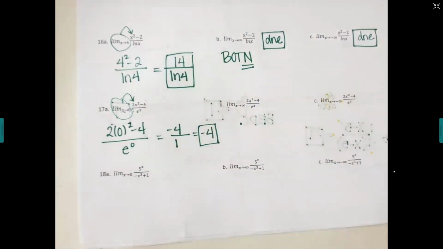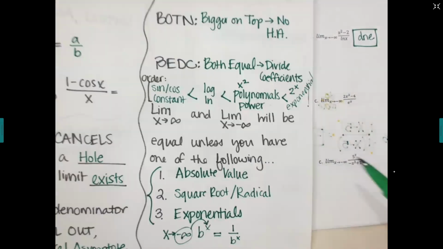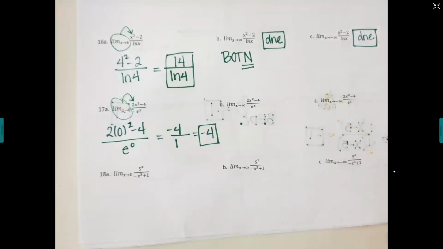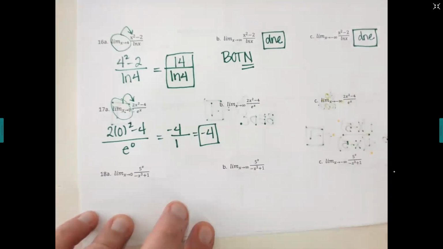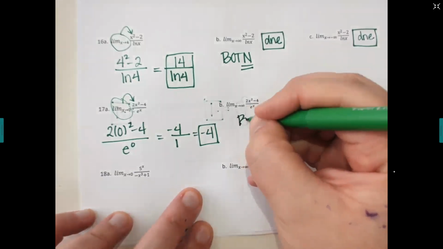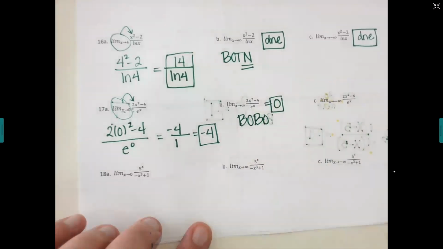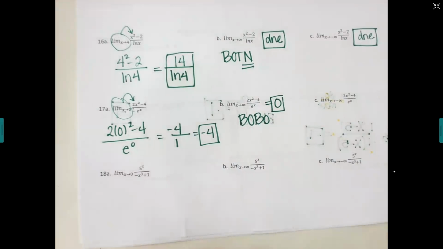Okay, next row, I'm doing x to the infinity. Let's categorize the biggest thing on top. X squared counts as a power. What about e to the x? That would be an exponential. And remember, exponential is your biggest category. So the exponential wins. That means that is this a Bobo, a Bottom, or Betsy? Bobo, there we go. Which means it goes to 0.